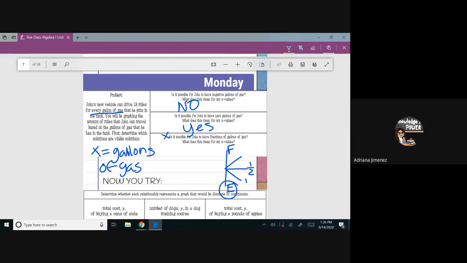Is it possible to have fraction gallons of gas? Yes. Because it has one line here, so that's 1/4, that's a half, and this is 3/4. So yeah, just by remembering how the gas gauge of a car looks, it's possible to have all these fractions. So this would be no. I'm sorry, why did I say no? I don't know why I said no. It would be yes.